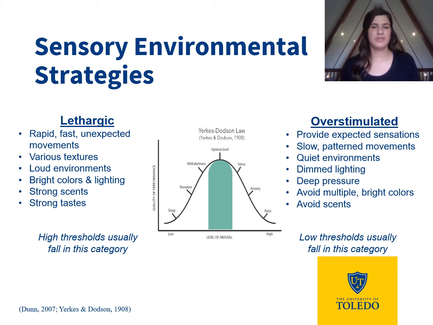This is where it's beneficial to use deep pressure, such as weighted blankets or weighted vests. It's also important to note that the weight should be no more than 10% of the child's body weight for safety measures. Deep pressure helps provide a sense of organization and calmness. So if the patient is overstimulated, that is when it's best to use a weighted blanket or a weighted vest. Also try to avoid bright colors and strong smelling scents.